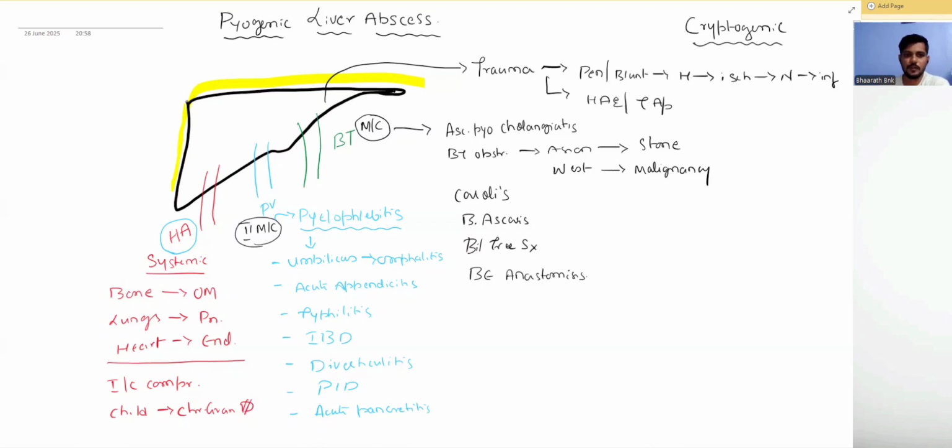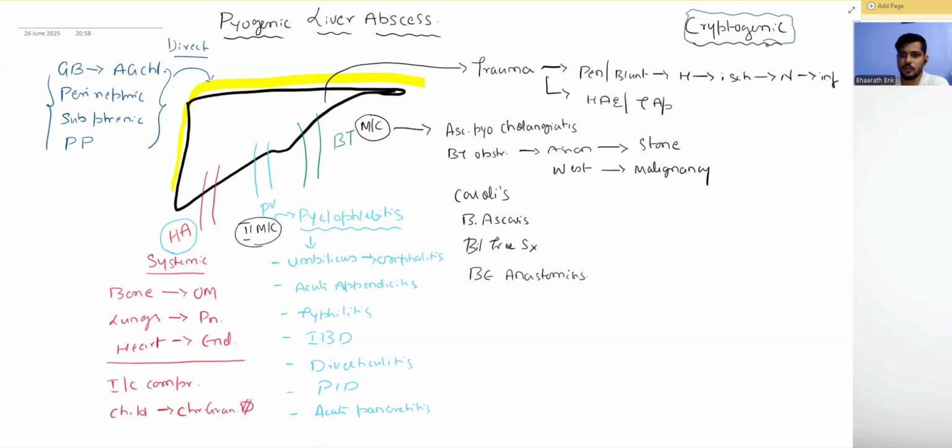So this direct spread would occur from the structures that are nearby. For example, the gallbladder. Acute gangrenous cholecystitis would lead to liver abscess, or a perinephric abscess can lead to liver abscess, or a subphrenic abscess can lead to liver abscess, or a perforation peritonitis, viscus perforation peritonitis. All of them, because they're in the vicinity of the liver, can lead to direct spread causing liver abscess. And sometimes, even if all these causes are investigated, we do not find any cause.